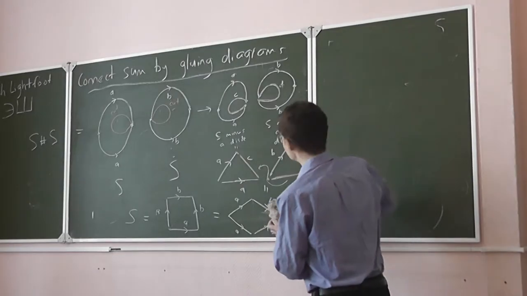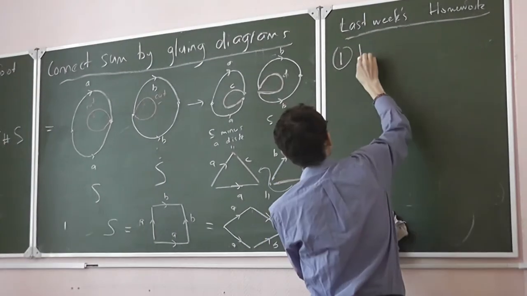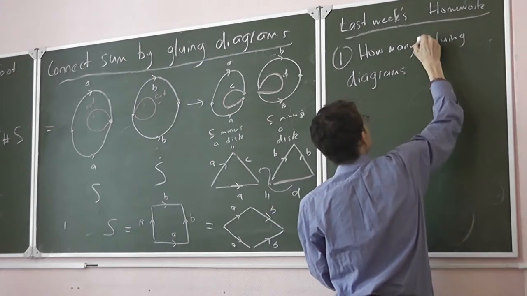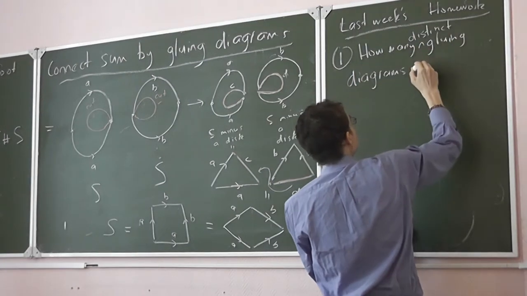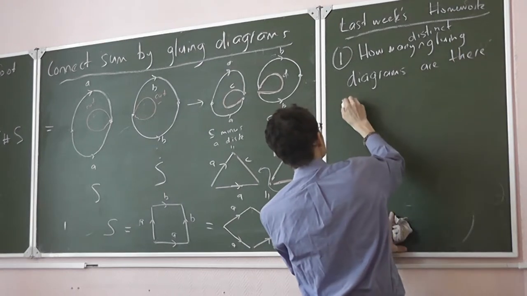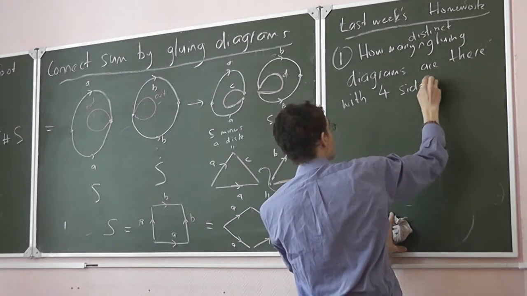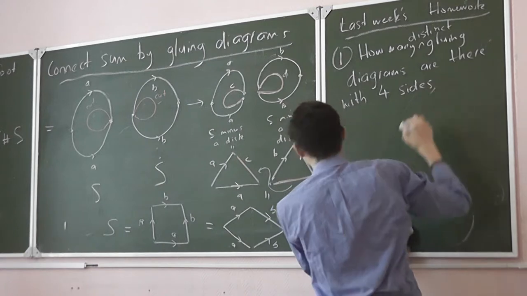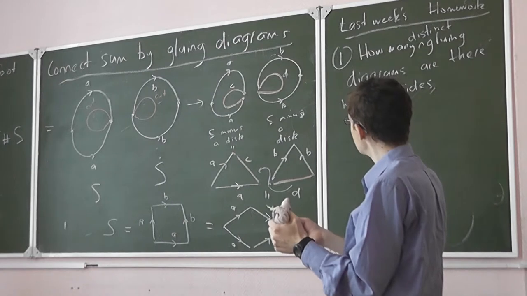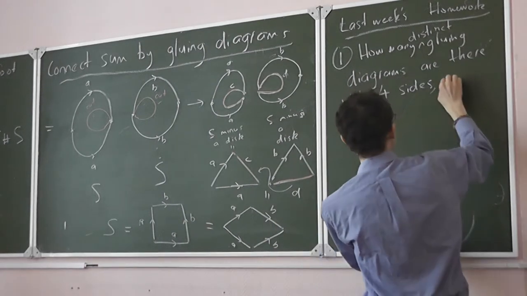So let's look at last week's homework. The question was how many distinct gluing diagrams are there, with 4 sides, and there should be no boundaries, so all edges should be glued in pairs.